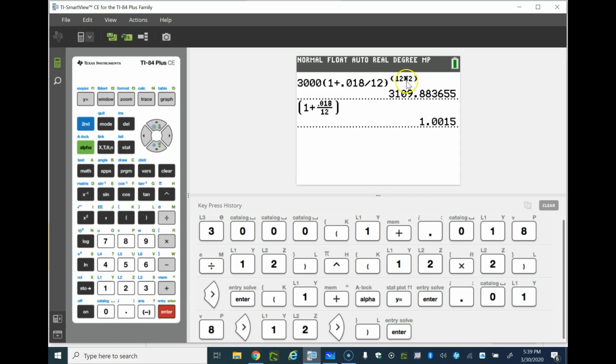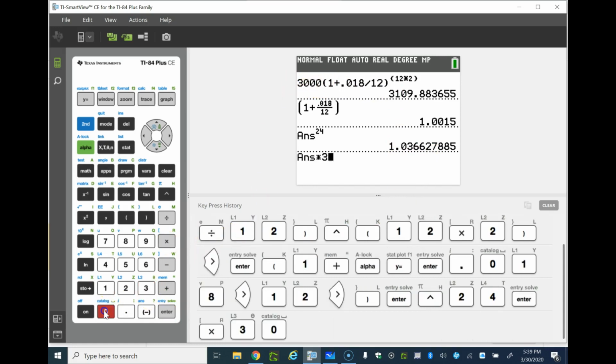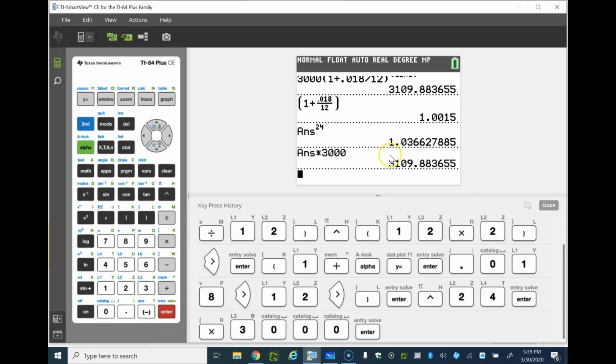Now I want to raise this to 12 times 2, which is 24. So we can say raise that. So this answer, I just hit the raise button and it automatically pops up the previous answer, which is what I want to raise to 24. And then we get this. The last step is we're going to come back and multiply by the 3,000. And you notice we get the exact same answer. So you can do it step by step or put it all in the calculator, whatever you're comfortable with.